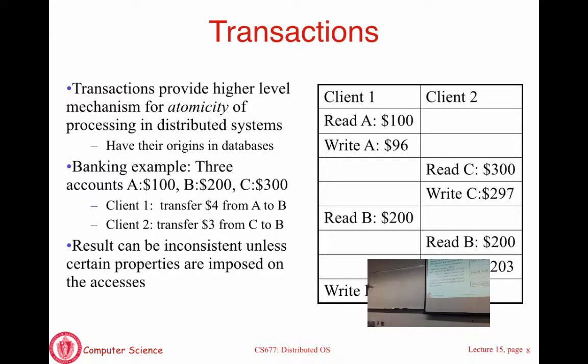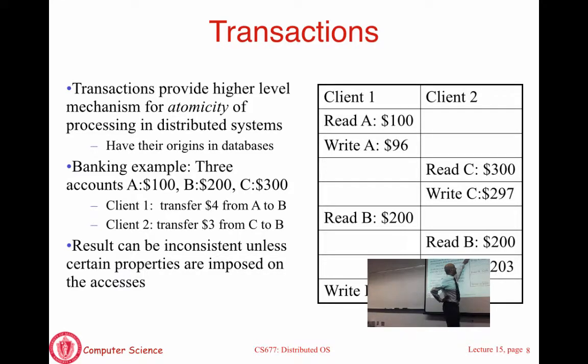Now the way any database or any application is going to execute a request saying transfer $4 from A to B, you're going to read the current account balance of A. You're going to deduct 4 from there. You're going to read the current balance of B and you're going to add 4. That's how you're going to transfer money. Same with the second one, you're going to read the balance of C and subtract 3, and you're going to read the balance of B and add 3. So that's what is shown here.